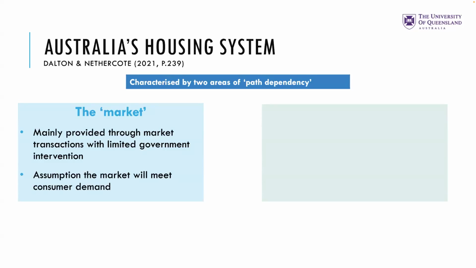In that sense, housing is mainly provided through market transactions with limited government interventions. So typically we see people purchasing their own homes and others engaging in private rentals or other forms of housing, people who stay in Airbnb for a few days or in hotels and so on. So this arrangement under the market path dependency operates under the assumption that the market will meet consumer demand.